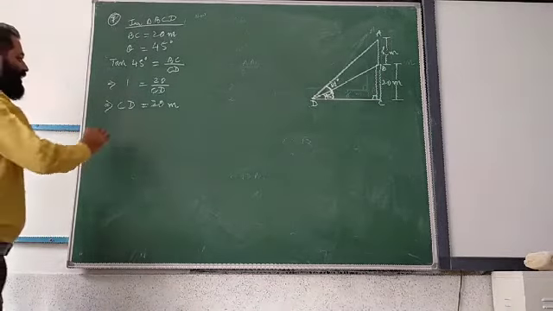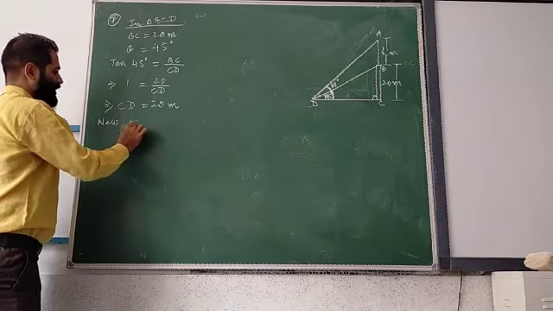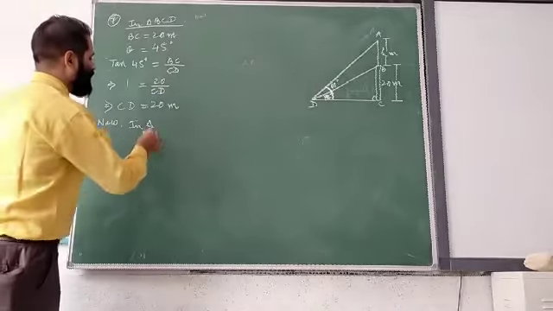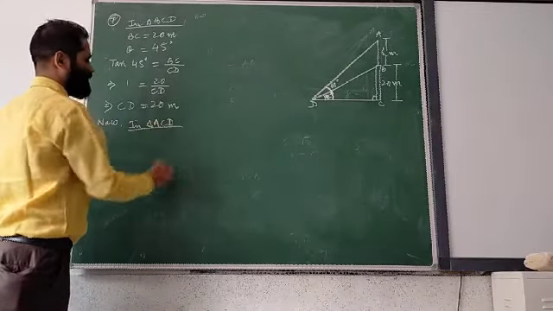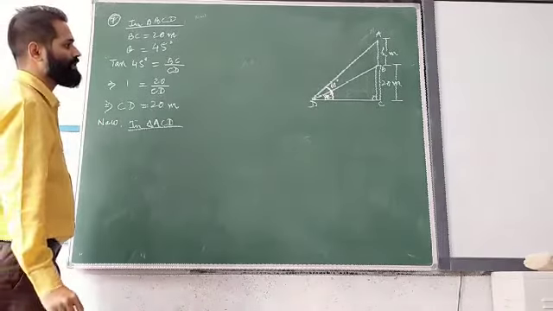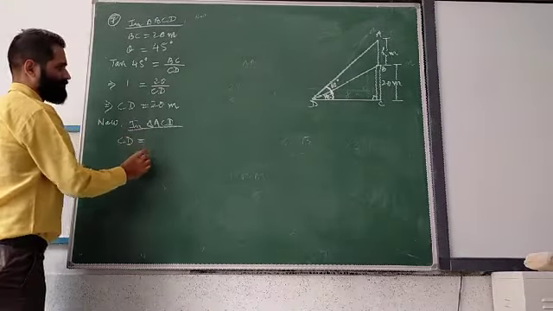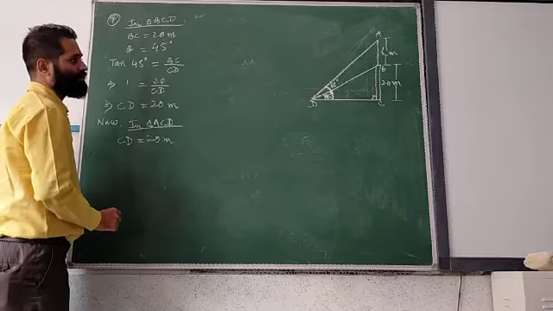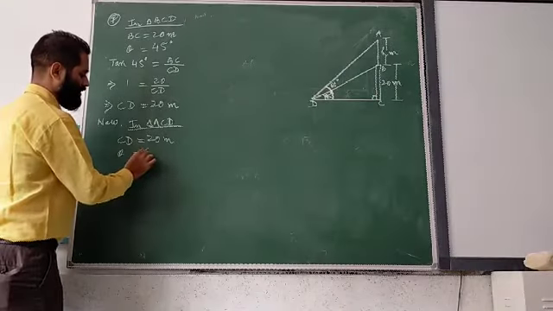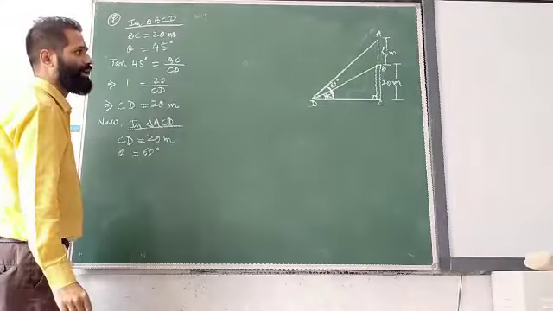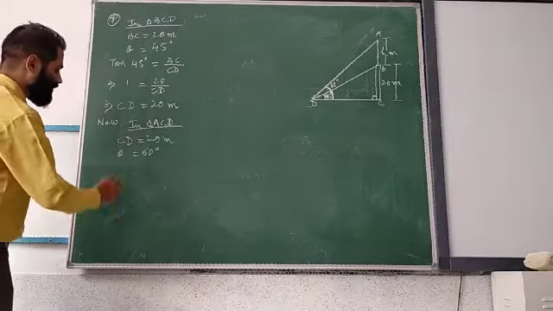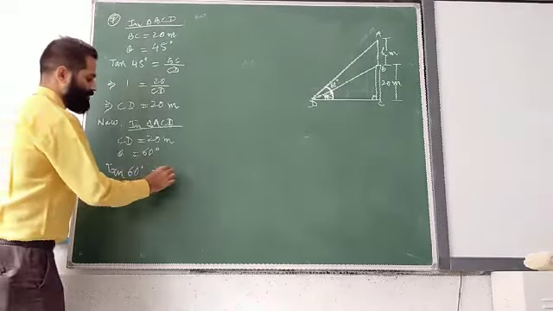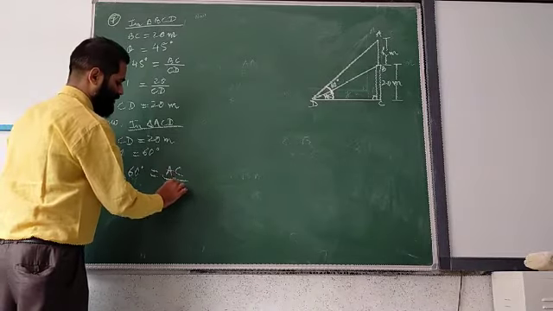Now, in triangle ACD, we want h. This h will form a right angle triangle, and that is ACD. In this case, we know CD. CD is how much? 20. CD is 20, and theta is 60 degree. Now we can say that tan 60 degree equals AC by CD, or DC, whatever.